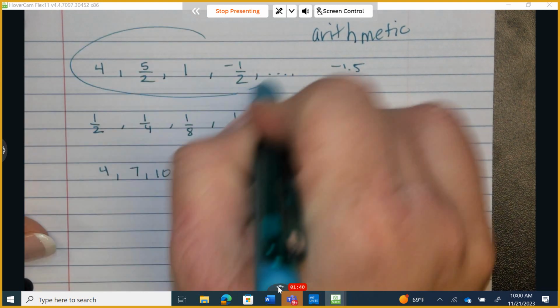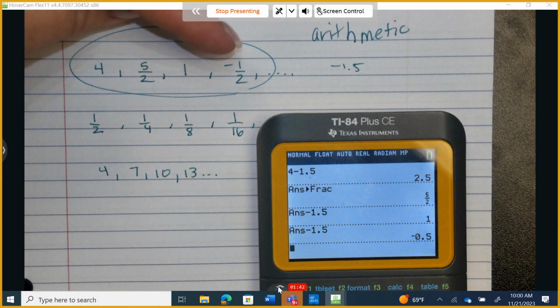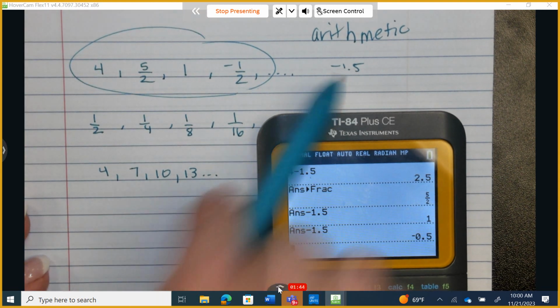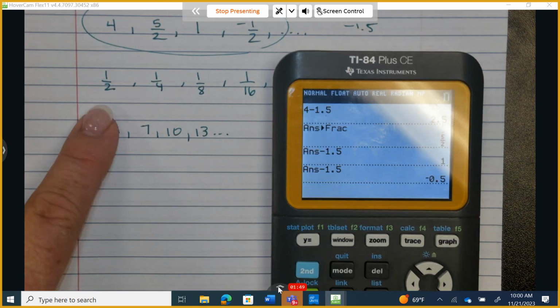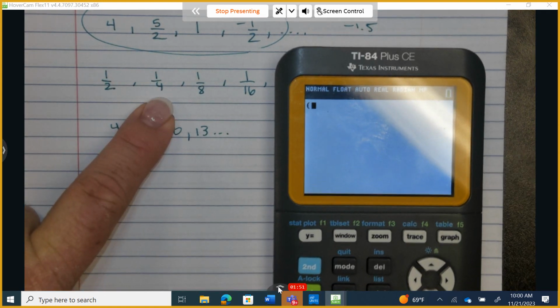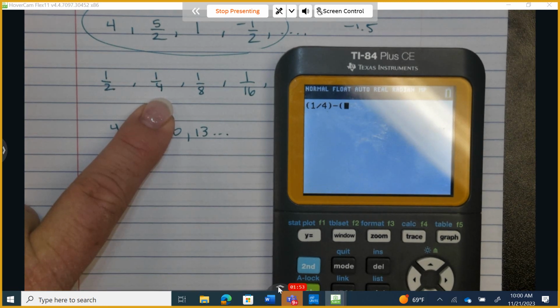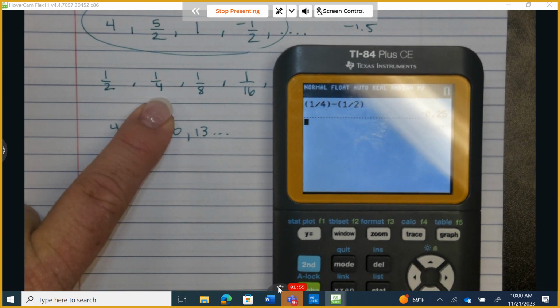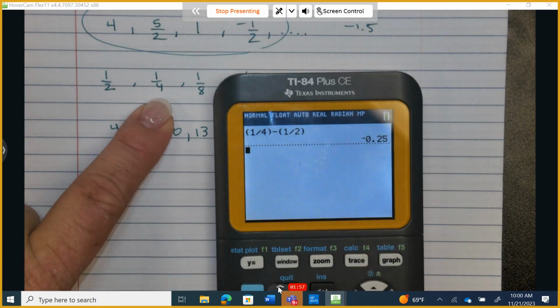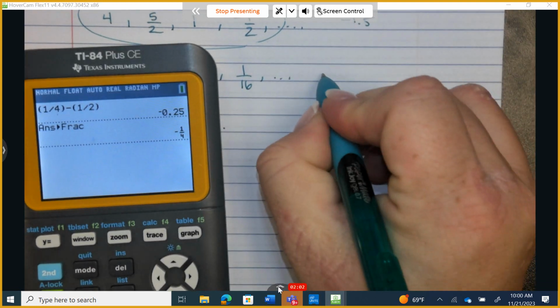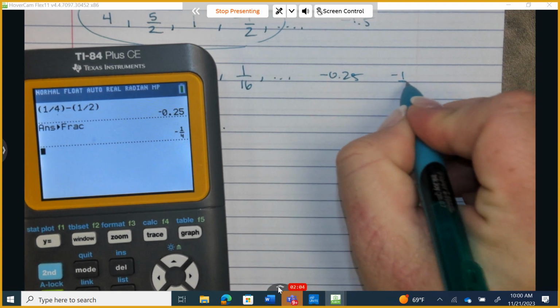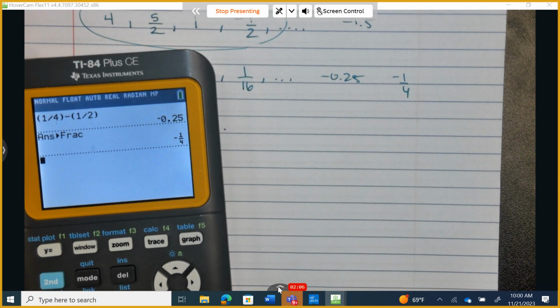So this is an example of arithmetic because I consistently subtracted 1.5. So the common difference was negative 1.5. This is arithmetic. Let's try the next one. I'm going to take the second term and subtract the first term, and I end up with negative 0.25. Now we can turn that into a fraction by hitting math, fraction, enter, enter. If this is true, the common difference would be negative 0.25.